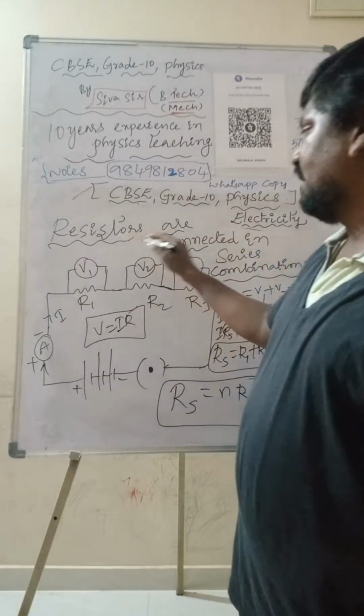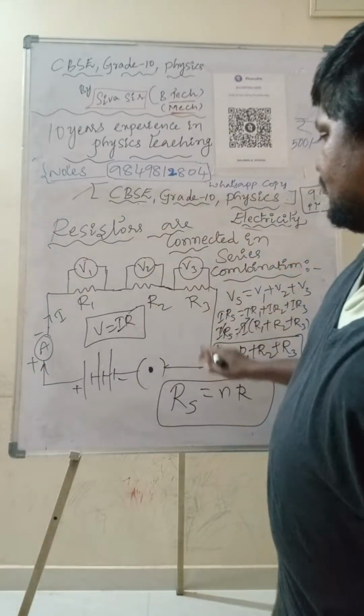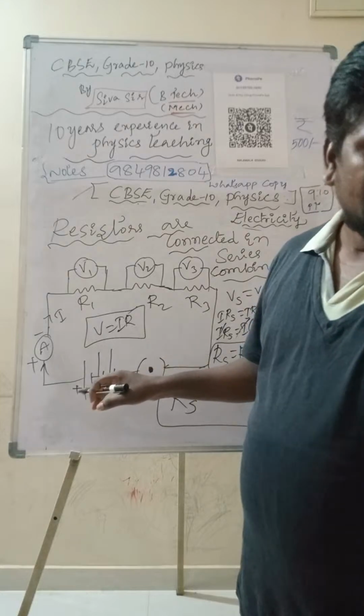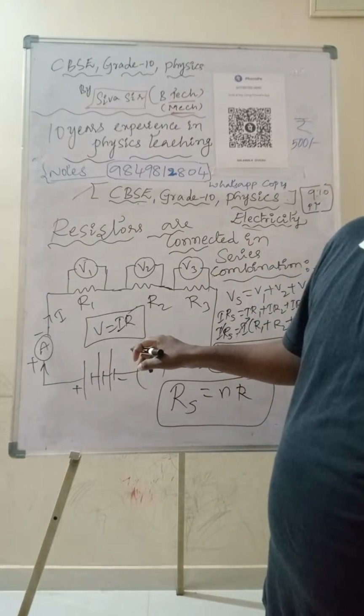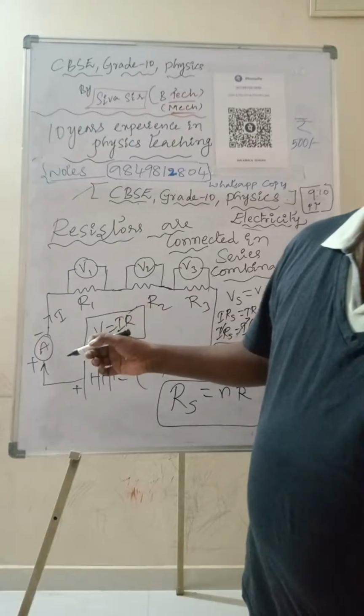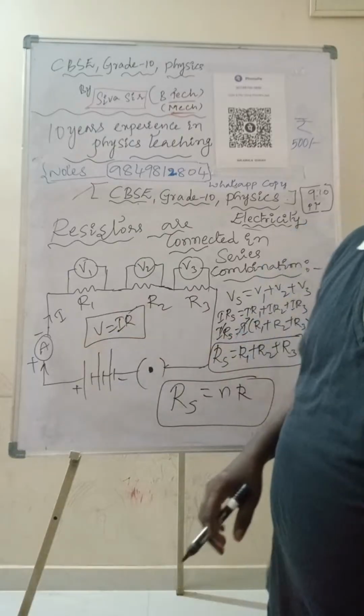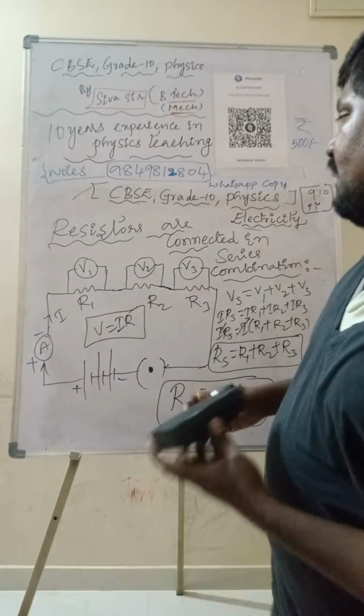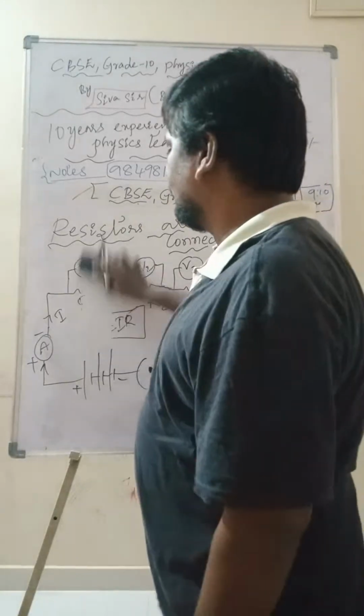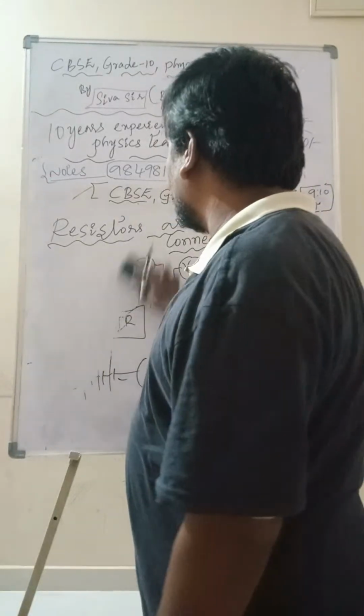So this is the formula for resistors connected in series combination. Now we'll go for resistors connected in parallel combination. If you have any doubts, you can let me know. So here you can see resistors connected in parallel combination.